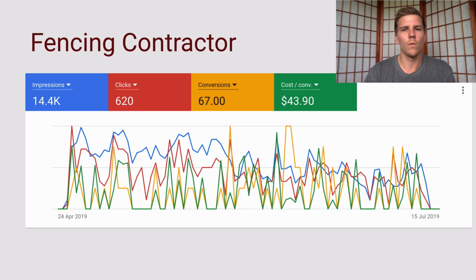Now let's just quickly go over some of the results that I've seen with some of these campaigns, just so you get a general sense of what to look for and to expect. This first one is a fencing contractor, so they do commercial and residential, and they got 67 conversions, so that was phone calls and form submissions for estimates, for $43 each.